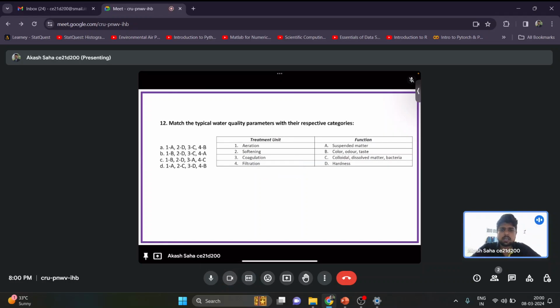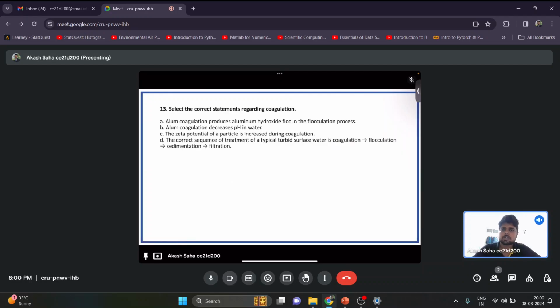Okay, so if we see here, the aeration unit will be used to remove the color, odor, or taste. The softening unit is obviously for the hardness, where we have to remove them. And then the coagulation unit can be used for the suspended matters. And then the filtration unit can be used for the colloidal dissolved matter or the bacteria. So if we match all this, we'll get the answer as C. So 1B, 2D, 3A, and 4C. Okay, it's very simple. I think you can make out easily.